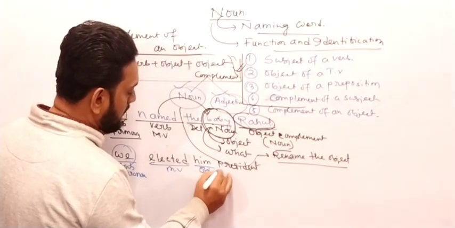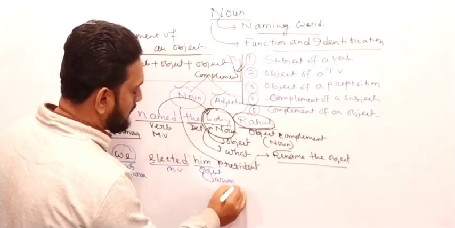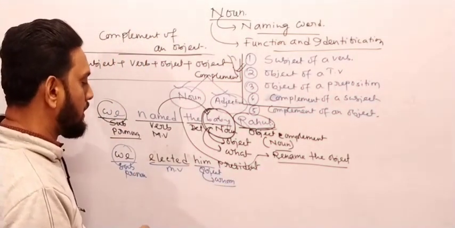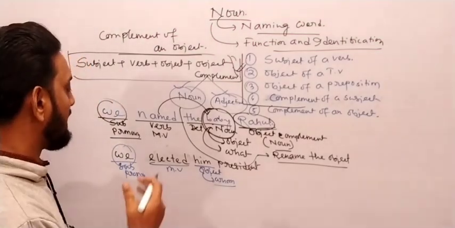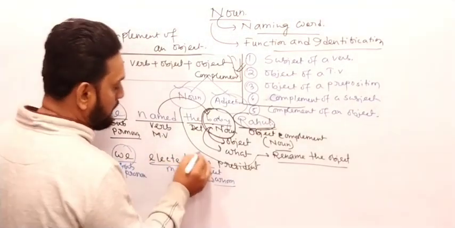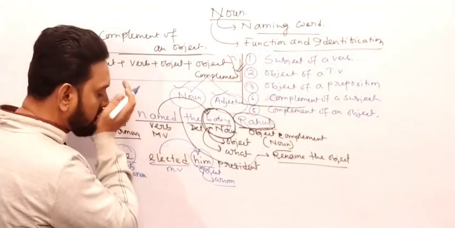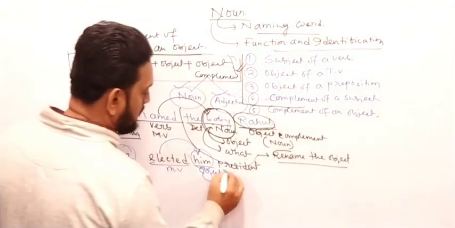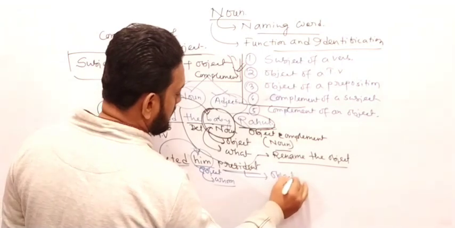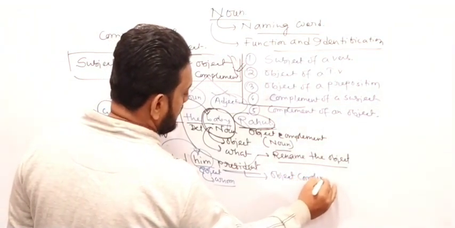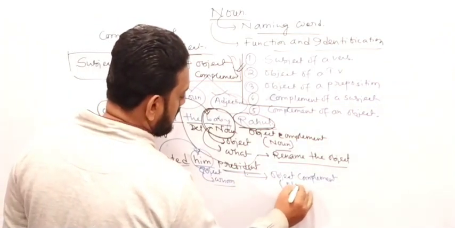We elected whom? We got the answer of whom. Last day, and also the previous day, I made you understand how you can find the object in a sentence using the WH question words what and whom. So we elected whom? We elected him. So him would be the object of this verb. Now what is this? President. President would be the object complement, and this object complement would be a noun.